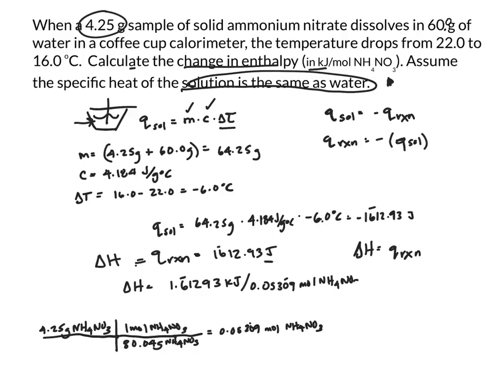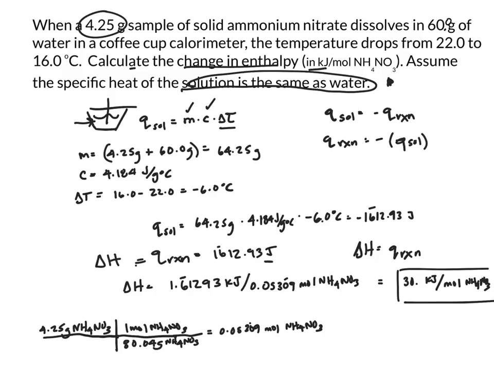As follows. Okay, and if I plug that into my calculator, I'm going to end up with 30 kilojoules per mole of NH4NO3 as my final answer to the above question.